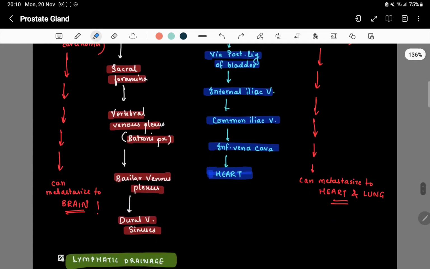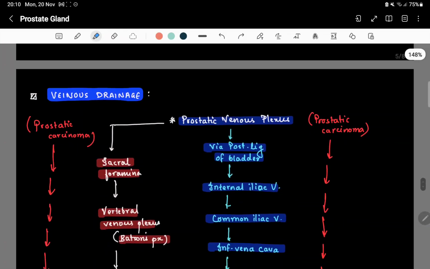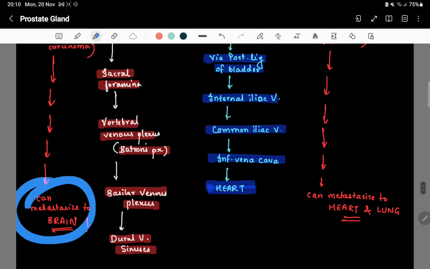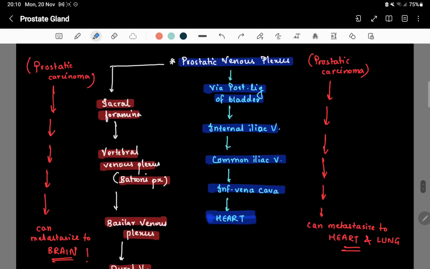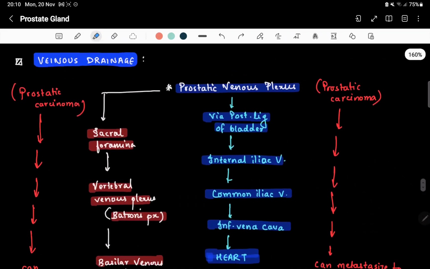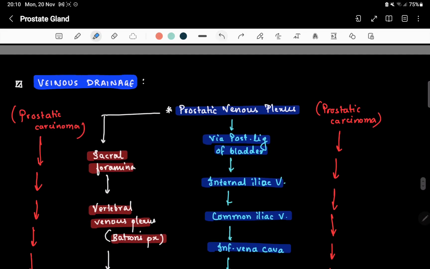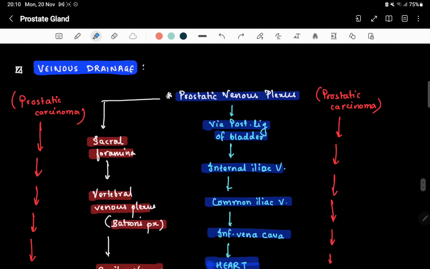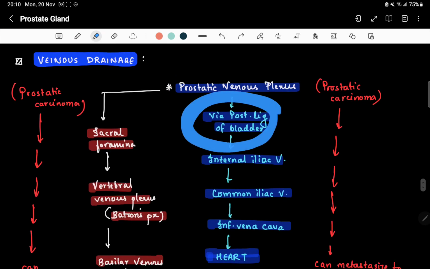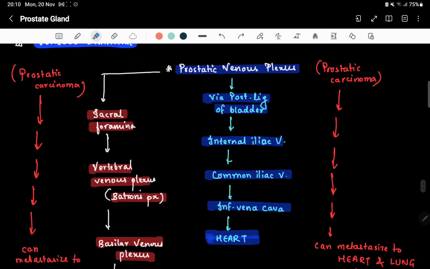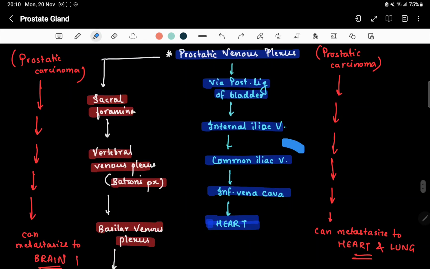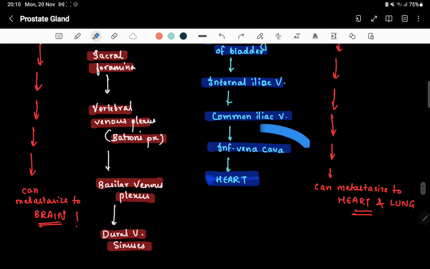So what happens is that a prostate carcinoma can metastasize to the brain and can reach the venous sinus. So what happens in the prostatic venous plexus? The veins drain into the prostatic venous plexus, and this goes via the posterior ligament of the bladder to the internal iliac vein. The internal iliac vein joins the common iliac, and it goes to the inferior vena cava and to the heart.